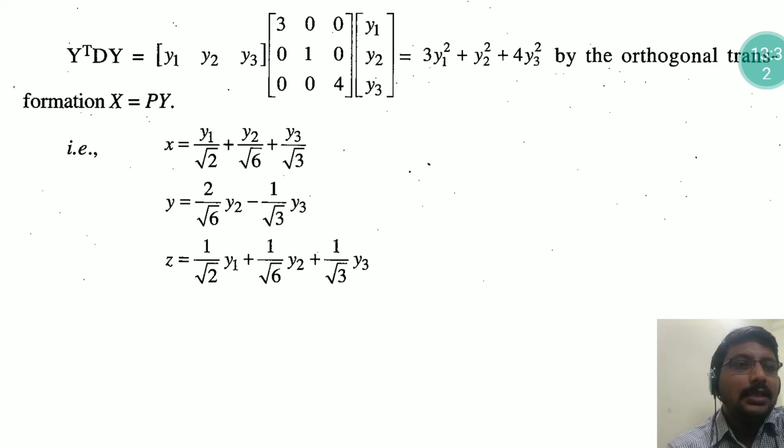So we will have an expression, that is a quadratic form, in which each and every term has degree 2. So it is a quadratic expression, that is 3y1 square plus y2 square plus 4y3 square. Now last but not least, we have to find the orthogonal transformation. The orthogonal transformation is x equal to Py, just multiplying the two matrices P and Y, which gives the required orthogonal transformation.